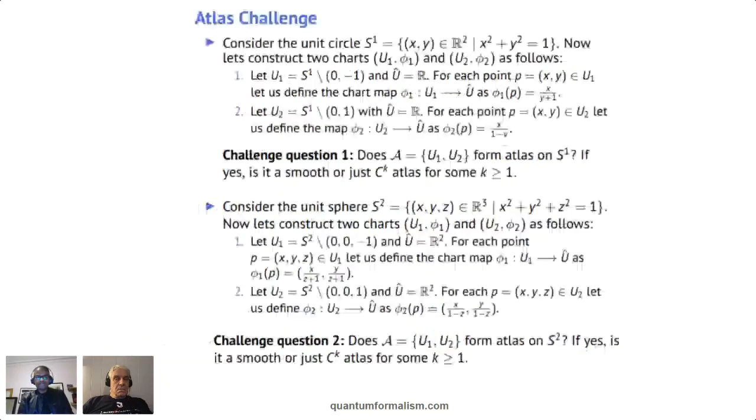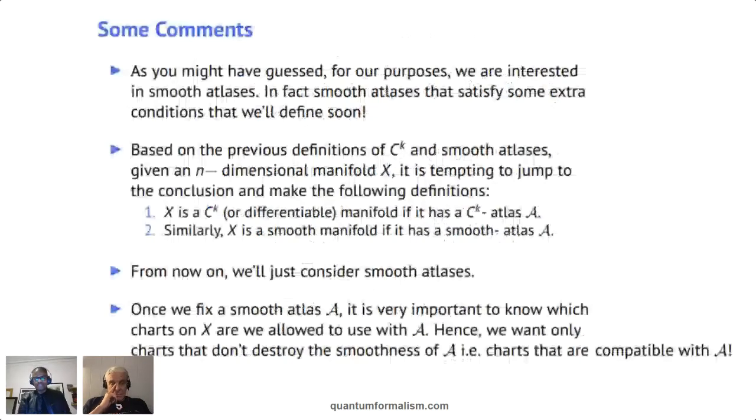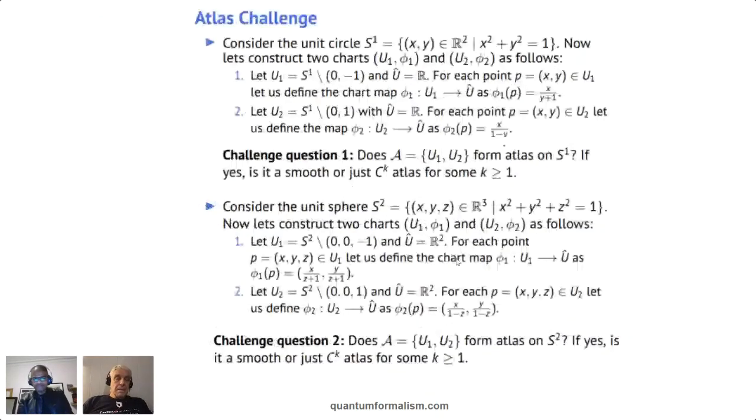Before the formal definition, I've swapped the order, we have this challenge. I've given you these charts. The question is whether this is an atlas on the circle, and whether this is also an atlas on the sphere, and whether they are CK or smooth atlases. Well, you just look at the maps and go to the definition, and then you should be able to answer this. I hope I haven't made any typo.